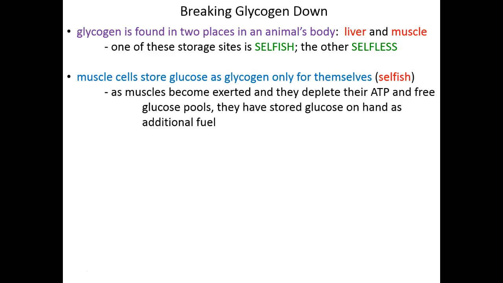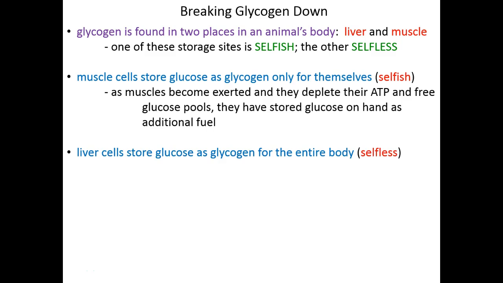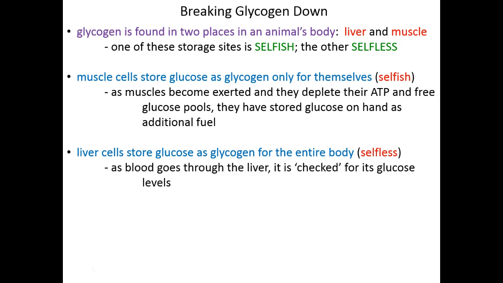As muscles become exerted, we talked about this with our challenge question with hunters, as muscle cells become exerted, they deplete their ATP stores, they deplete their free glucose pools, and they use glycogen as a source of stored glucose to continue making ATP. So muscle cells that store glycogen are storing that glycogen only for themselves. Liver stores glucose as glycogen for the entire body. This is the selfless storage form.